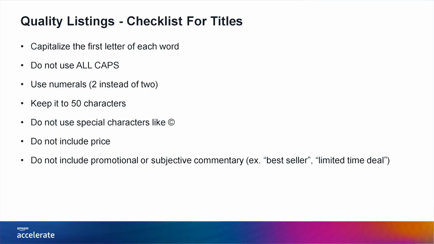For each product category, you'll get style guides that show you the important formatting information. Just check out Seller University and the links within Seller Central for help as you go. For the best customer experience and to ease the shopping, follow these standard rules. Capitalize the first letter in each word, but don't use all caps. Make numbers easy to see by using numerals like 2 instead of spelling out TWO. While you'll have more room, try to keep your title to about 50 characters or less. And don't include special characters like a copyright symbol, price, or subjective language like bestseller.